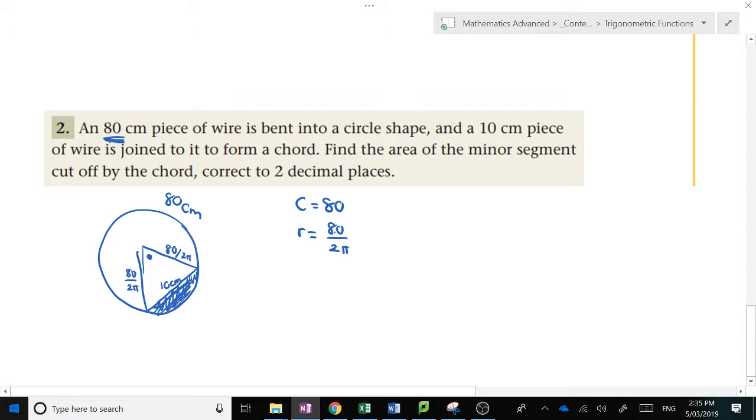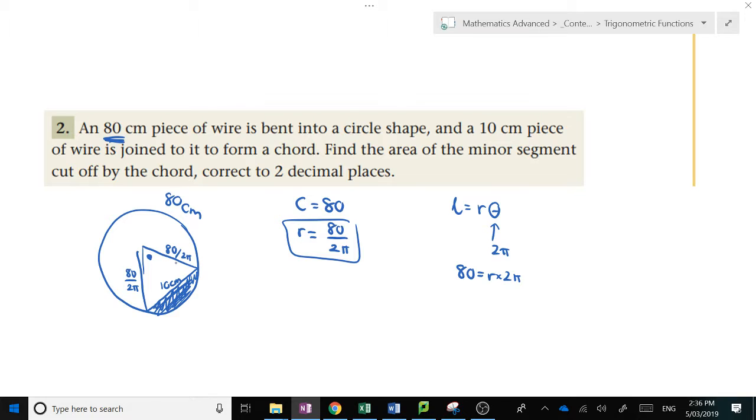80 over 2 pi, because our formula up here for arc length is r theta, where theta is the whole revolution of the circle, so it's 2 pi, because it's the whole way round. So here I had 80 equals r times 2 pi, so I just divided it to get my radius. 2 pi, because the whole way around the circle is 2 pi in radians. 2 pi is 360 degrees.